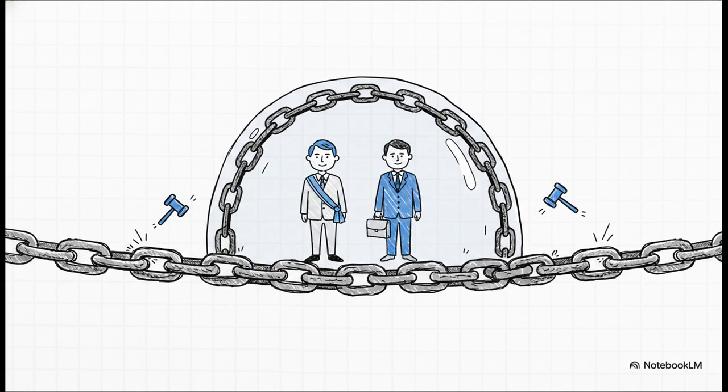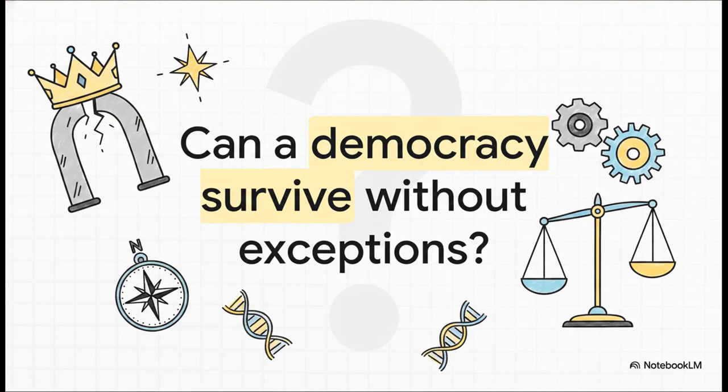Now, why do this? Because leaders and diplomats genuinely require a certain override of absolute equality, and I'm not talking about getting out of parking tickets here. It's so they can perform their critical, high-stakes state functions without facing constant legal harassment or triggering an international incident every other Tuesday. Which brings us to a pretty provocative thought to wrap things up today. If the law is truly king, can a democracy actually survive without exceptions?